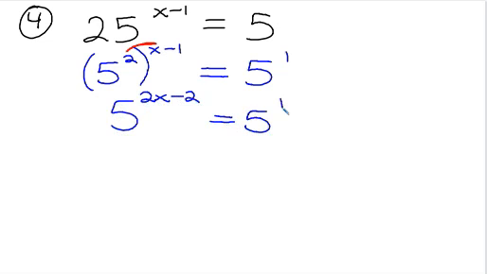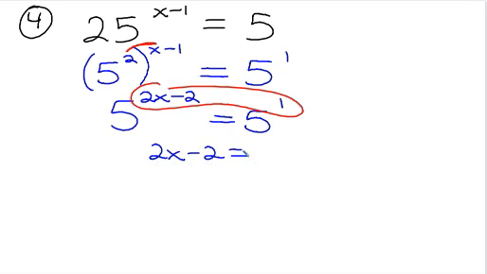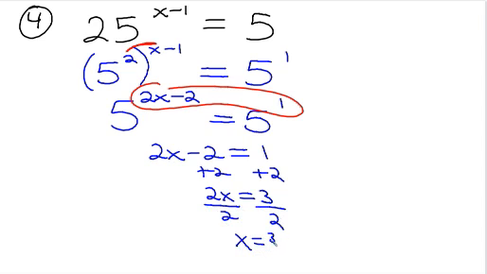And now we're ready to drop the 5's and solve it. So I can set my exponents equal to each other. 2x minus 2 equals 1. Add 2. Add 2. 2x equals 3. Divide both sides by 2. X equals 3/2.